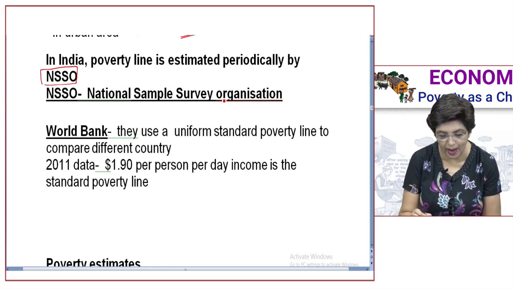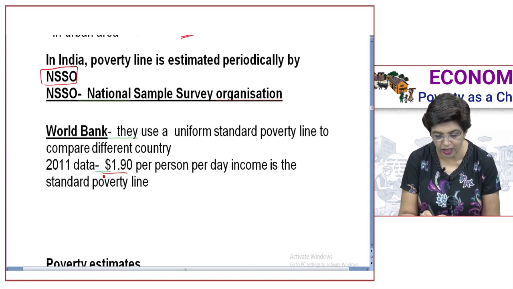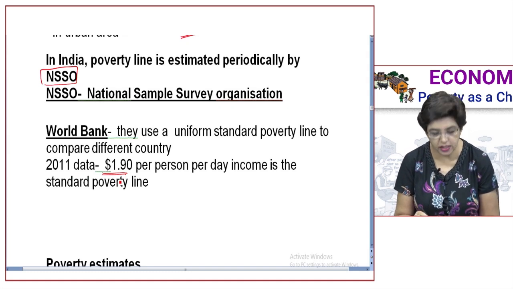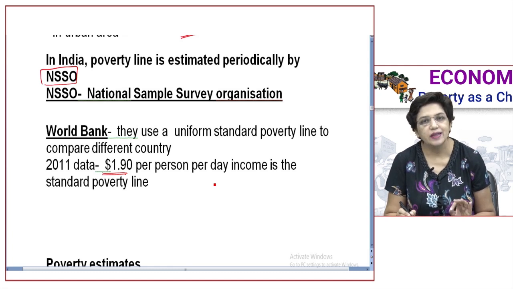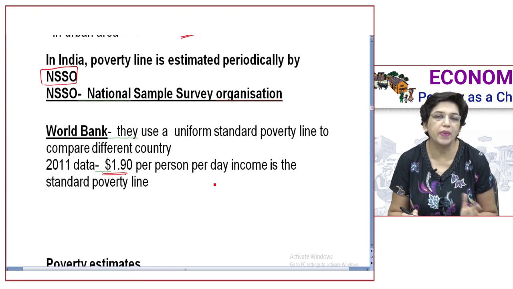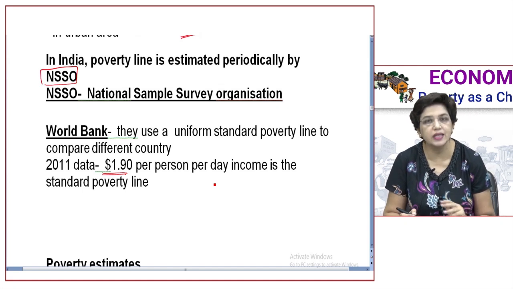On the other hand, the World Bank uses a uniform standard poverty line to compare different countries. For each country, the poverty line is the same. As per 2011 data, an income of $1.90 per person per day is considered the standard poverty line. If the income of a person is less than this, then they are considered poor. They use this to compare different countries. They have a standard for all the countries, whether it is a developed country or a developing country. This poverty line is standard, so it helps them to compare different countries.